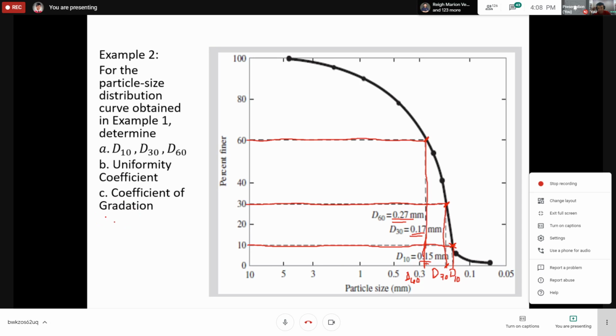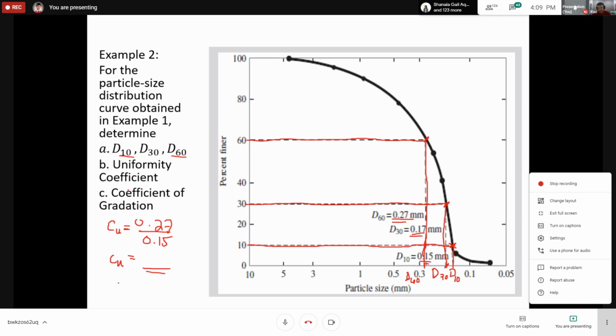So again, the uniformity coefficient is D60 over D10. So D60, 0.27, and then your D10 is 0.15. So that gives the answer C sub U, right?